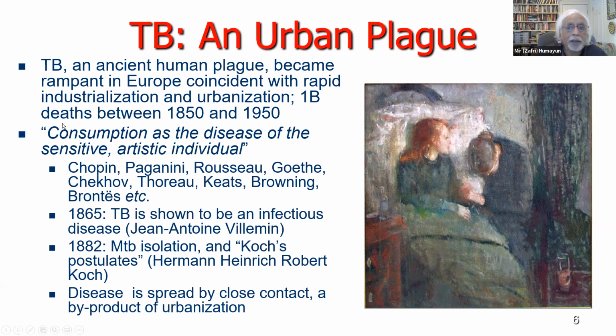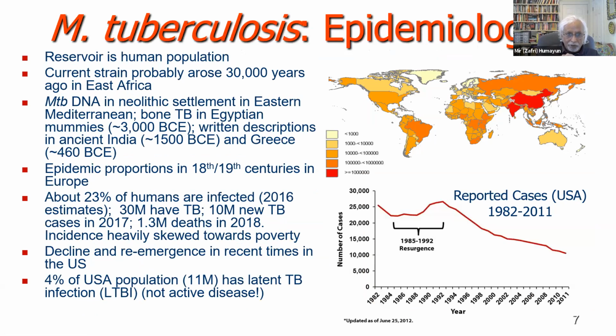Okay, let's look at the epidemiology of tuberculosis. The reservoir for this organism is the human population. This strain of bacterium does not exist anywhere outside the human population. It cannot dwell in animals. There are related species in animals, but not this particular strain, and it does not live by itself in any ecological niche. So it's strictly a human population reservoir. The current strain is relatively recent, in the sense that it probably arose around 30,000 years ago.